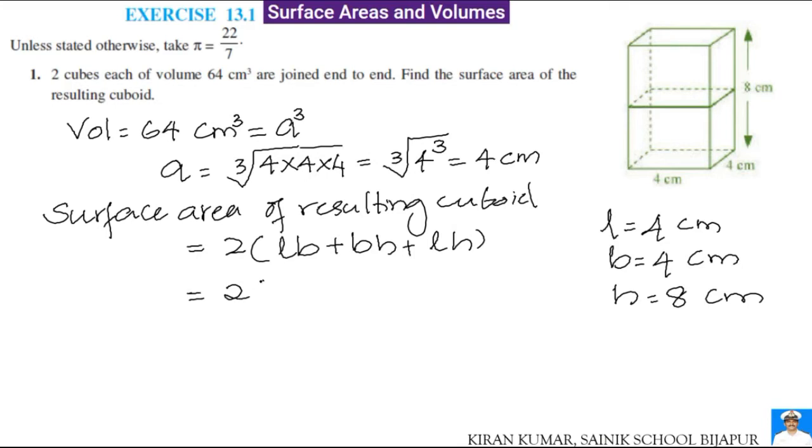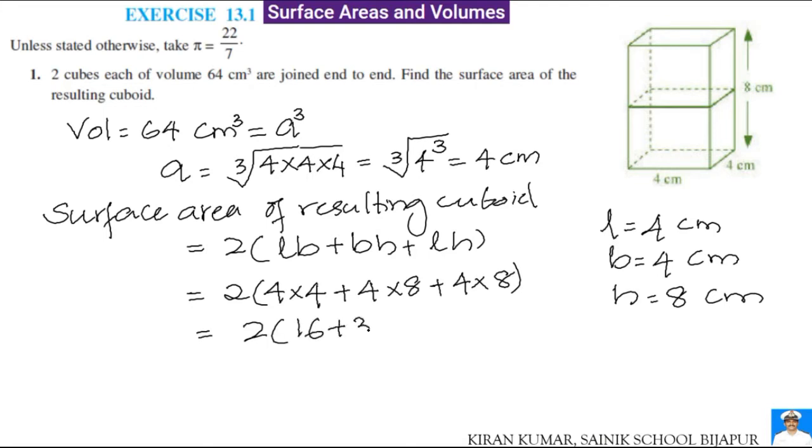We get 2 times of 4 multiplied to 4 plus 4 multiplied to 8 plus 4 multiplied to 8. We get it as 2 times of 16 plus 32 plus 32 centimeter square. The sum of 32 plus 32 is 64, added to 16 is 80, multiplied to 2 is 160 centimeter square. So the surface area of the resulting cuboid is 160 centimeter square.